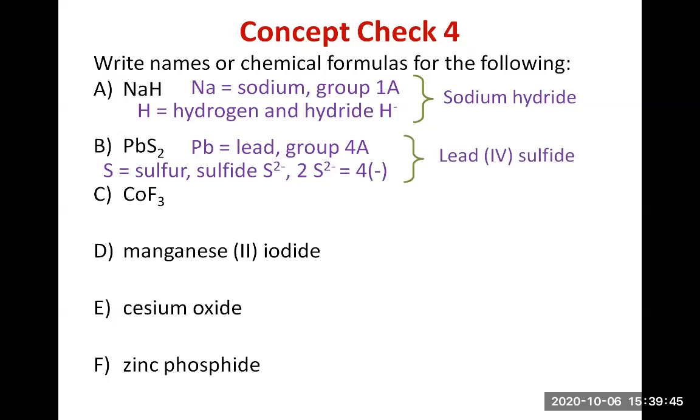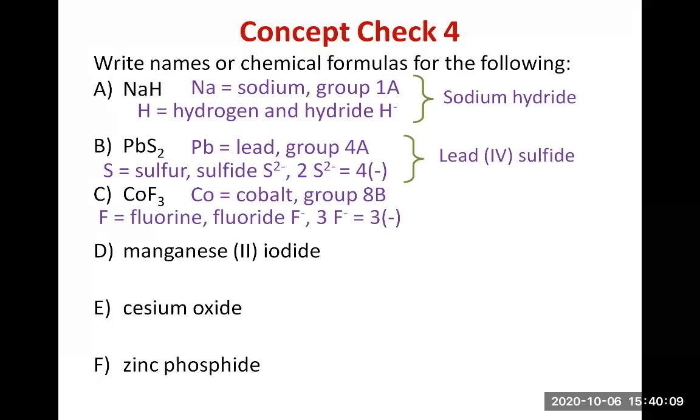CoF3. Co is cobalt from group 8B, sorry. So that's a variable charge metal or a type 2 metal. F is fluorine or the fluoride ion. The fluoride ion carries 1 negative charge because it's in group 7A. So 7 minus 8 is 1 negative charge per fluoride. And you have 3 fluoride in this formula.